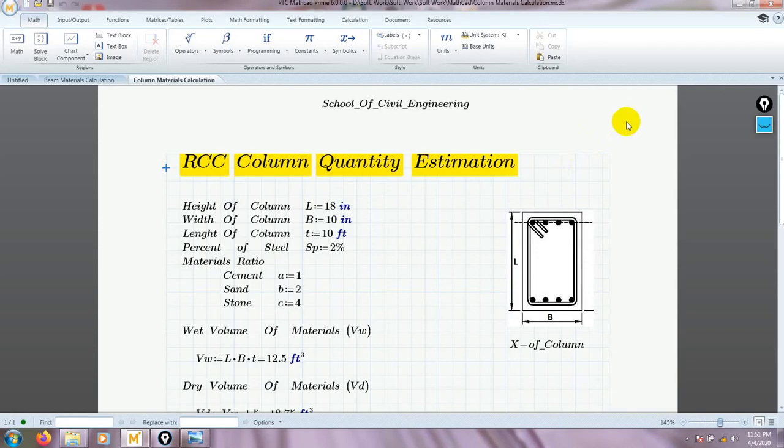Here is the RCC column quantity estimation calculation manual. As the estimation of column and beam are almost the same, we just know that a column takes a higher percentage of reinforcement than a beam. Here we have considered the cross section of our column. In the previous video I showed beam estimating, and here I am showing column estimating. As the procedures are almost the same, I'll go fast. If you have any confusion, you can watch the previous video, and after that you can contact me.